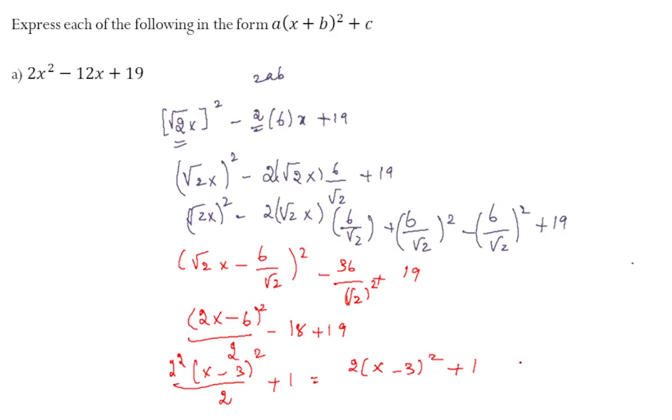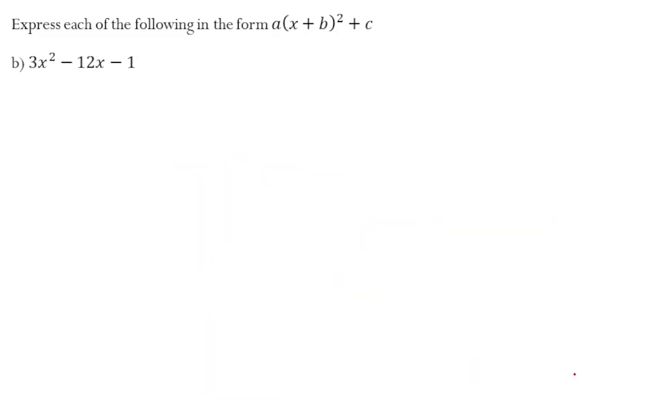So what would be the final answer in terms of the given form? 2 times (x minus 3) the whole square plus 1. So the a value is 2, the b value is minus 3 and the c value is 1. Similarly, can we proceed with the second question? Shall we proceed? Yeah.